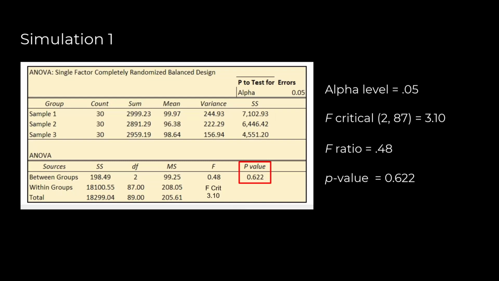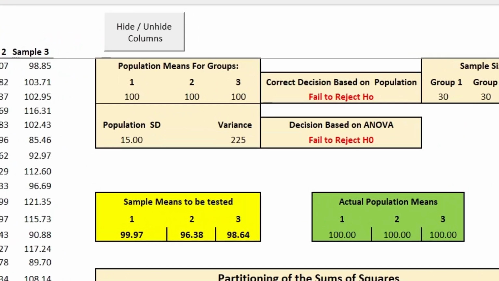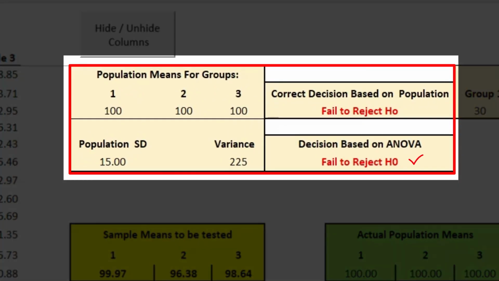Since this p-value is quite high and our F obtained is less than the critical F value of 3.10, we fail to reject the null hypothesis when the alpha level is set at 0.05. The bottom line in this simulation is that the results of our ANOVA enabled us to draw the correct inference that the means of the populations were equal to each other. Because we are running a simulation and we know what the true population means were, we also know that this was the objectively correct decision.